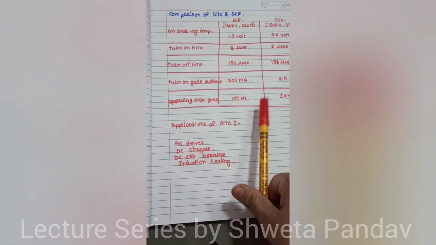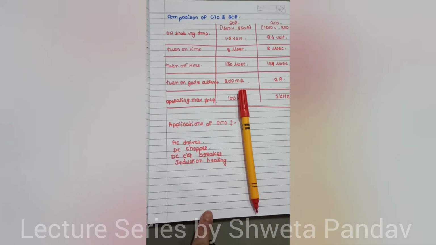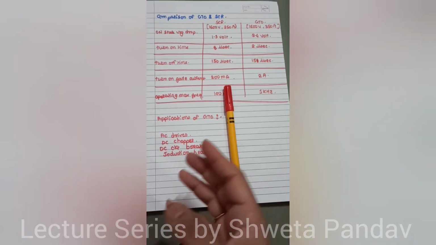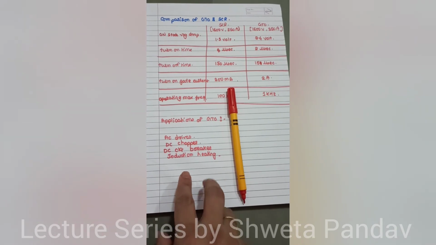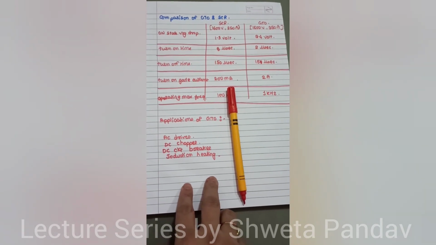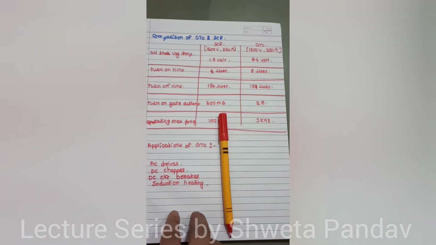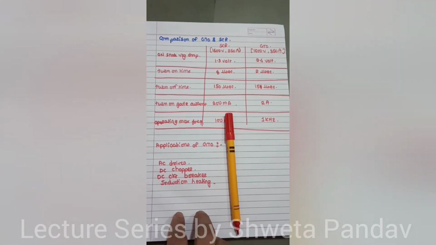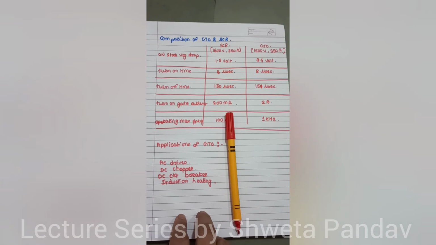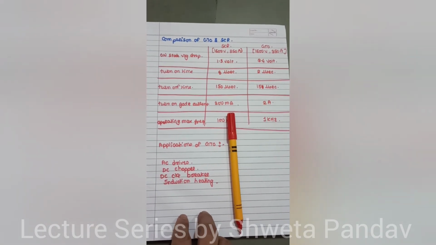Now in today's session we saw what a GTO is, its basics, its symbol, its structure, its IV characteristic, then the comparison of GTO and SCR, and finally the applications of GTO.